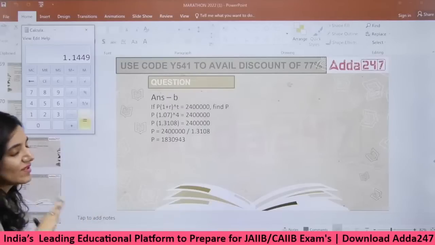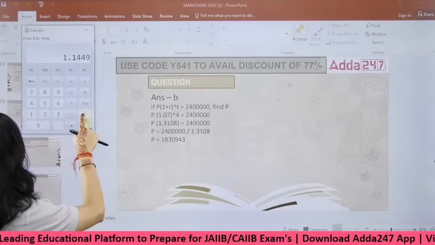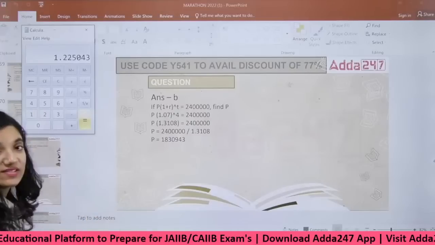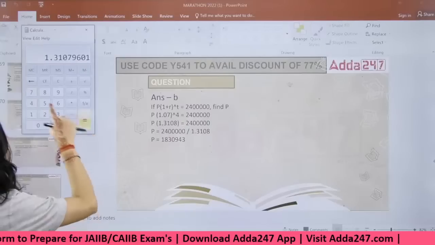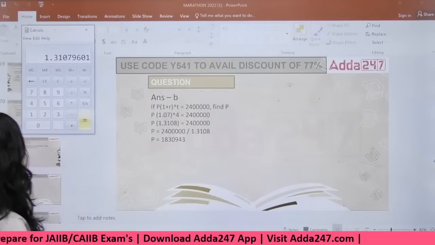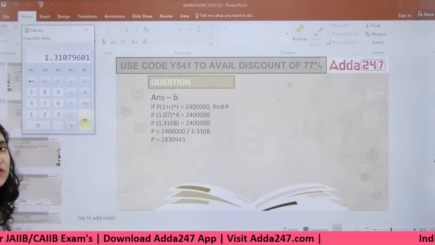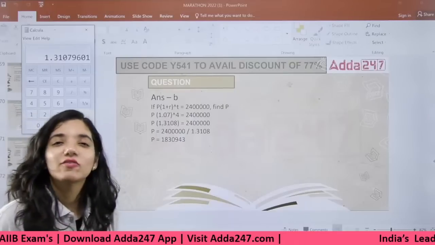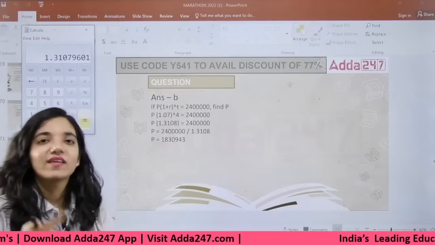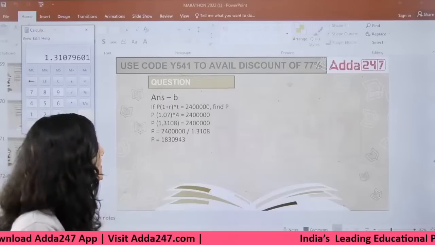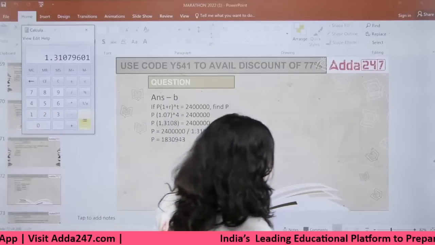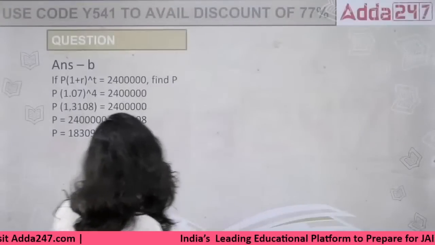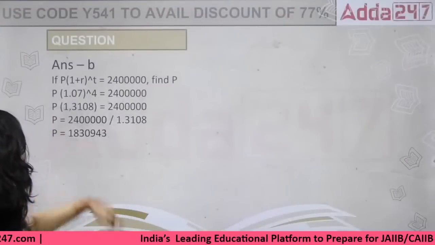We are multiplying it with the same amount. Once you get this, press equal to again. This is their cube. That was square, this is cube, and this is 4 times. So are we getting the same amount, 1.3108, without even clicking on 1.07 again and again and again? So this is the answer. In this case, what we're going to do is divide it and find the answer here. So the correct answer is going to be 1,830,943.